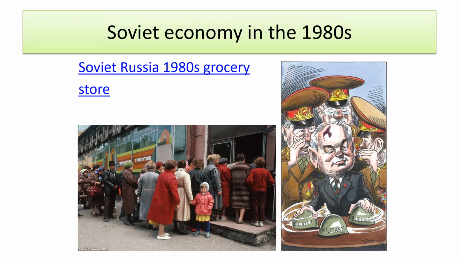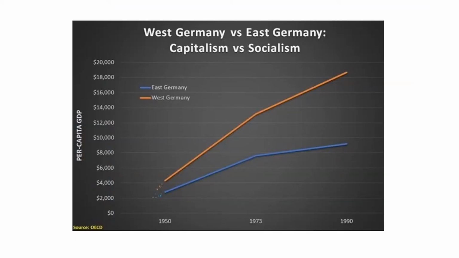Now this image here just shows you a Soviet Russia 1980s grocery store. You can see here the queue outside the grocery store. Ultimately, there are big food shortages in the USSR of basic necessities. This image here gives you a good idea in terms of West versus East Germany, capitalism versus socialism. You can see also in orange West Germany, thinking about per capita GDP, how from the 1950s onwards it's constantly growing, outgrowing the East German side, which is under communism. So ultimately, this was showing the superiority of the capitalist economy as opposed to communism.